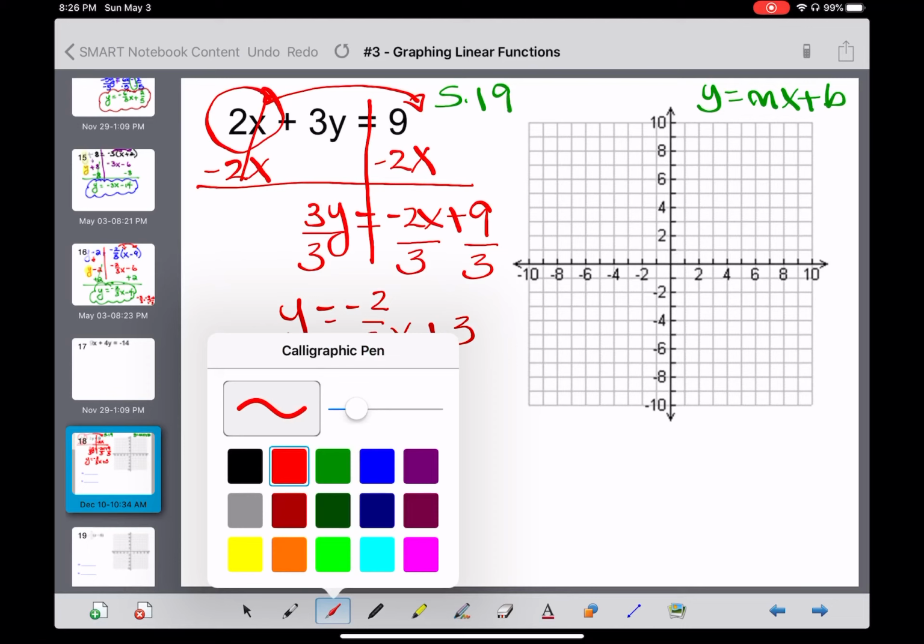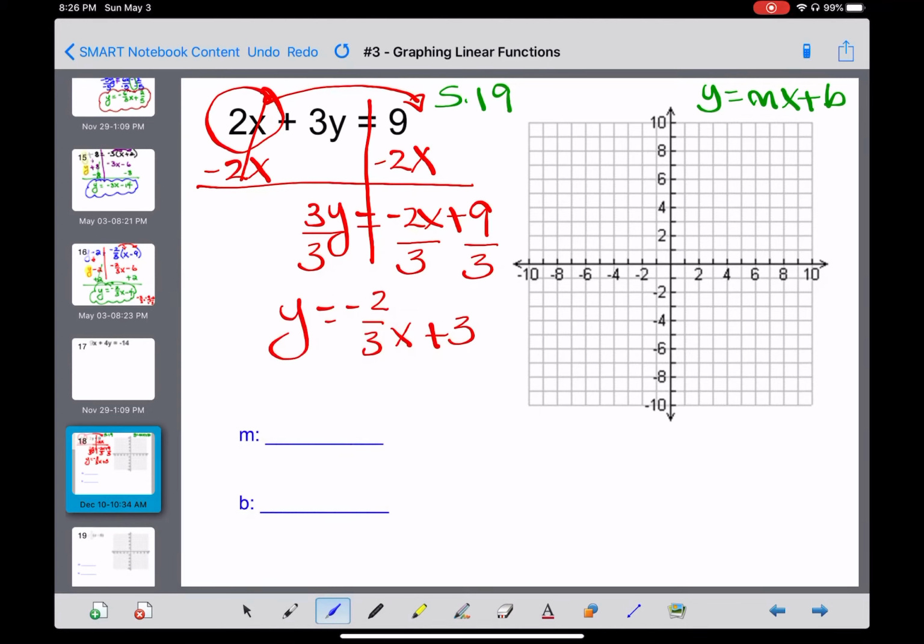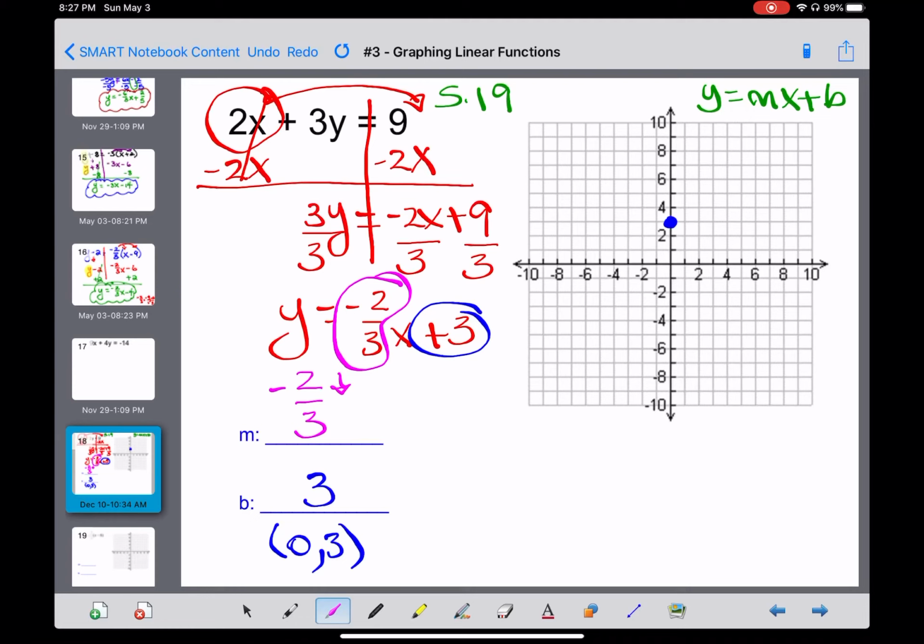Well, where do we start? Yes, you remembered. Excellent. It starts at the 3, right here on the y-axis. 0, 3. So that means that I start right here. Perfect. Now if I take a look at my slope, it is negative 2 over 3. And because it's negative, it says go down 2 and 3 to the side. 1, 2, 1, 2, 3, right there. Make your line. There you go.